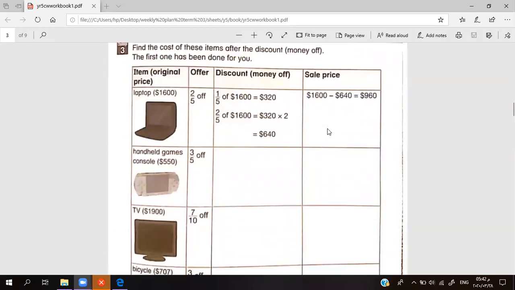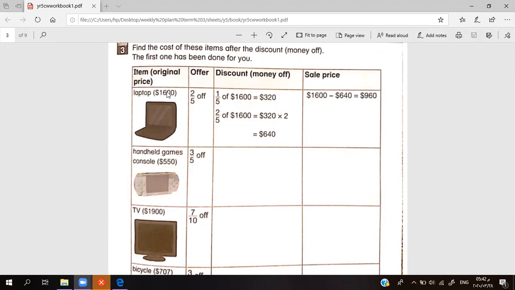Okay, this is challenge 3, but I need you to understand its idea. It might be a little bit difficult, but I need you to understand its idea. Here, find the cost of these items after discount. The first one is done for you. This laptop originally cost 1,600. And there is an offer: 2/5 off. That means there is a discount.